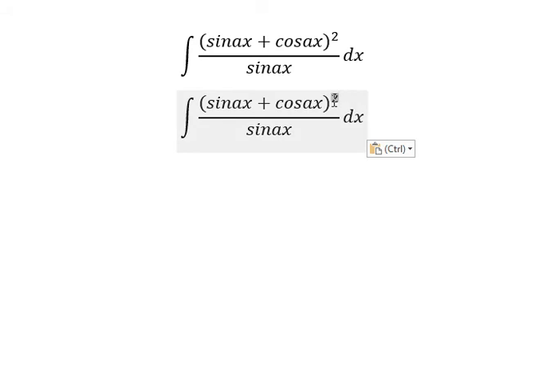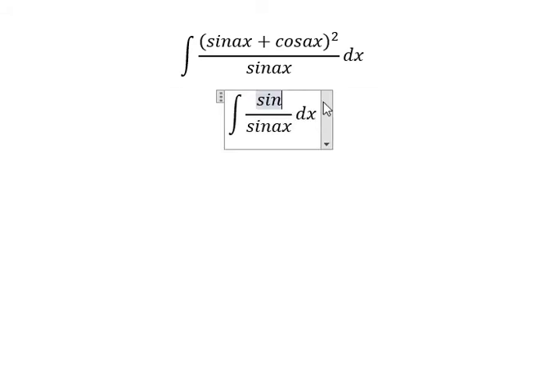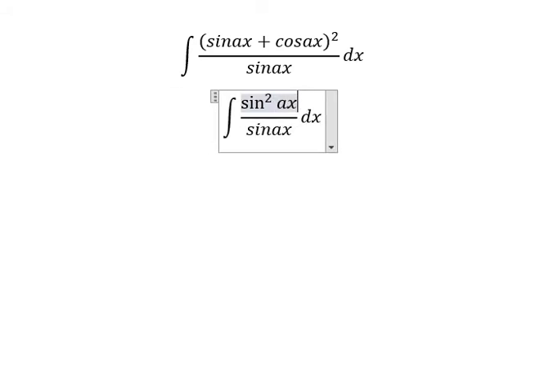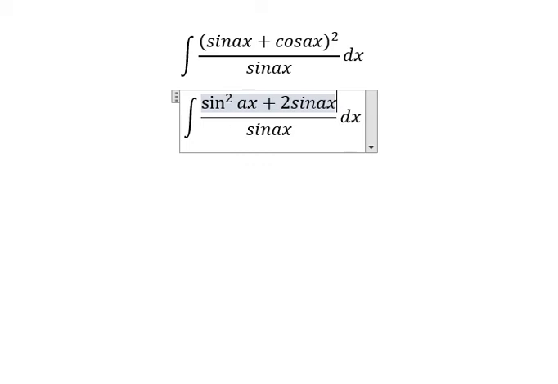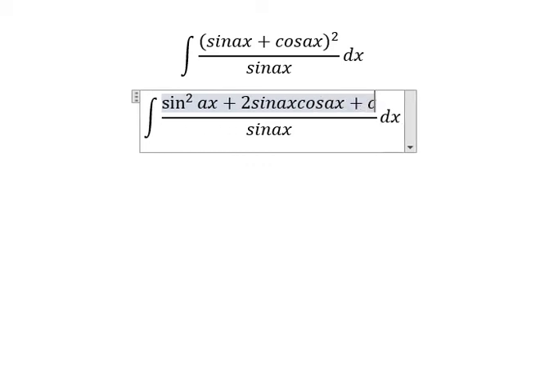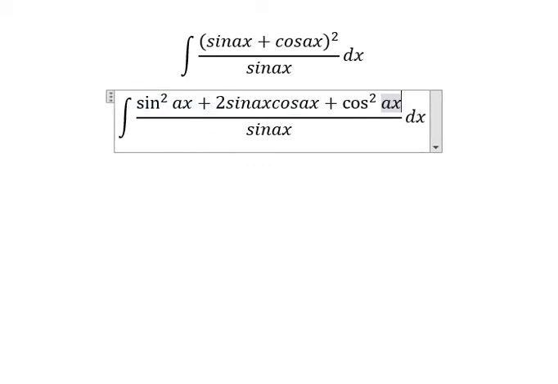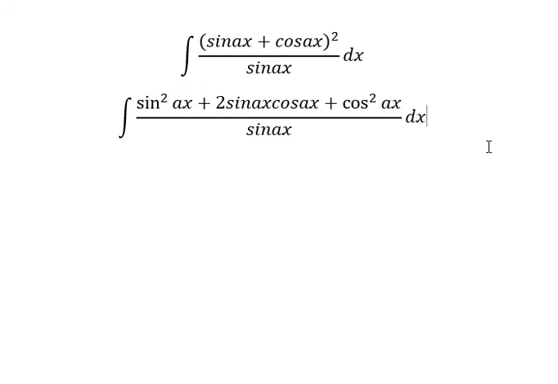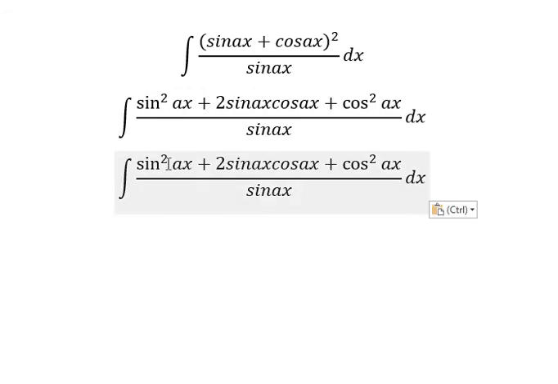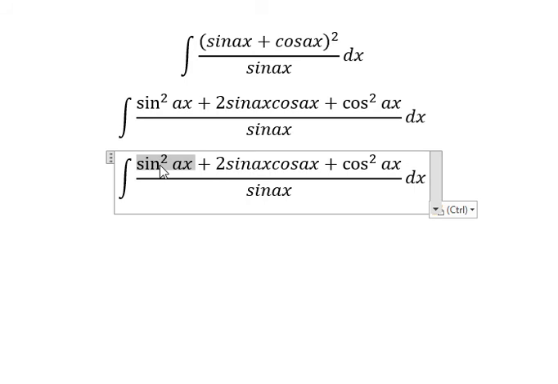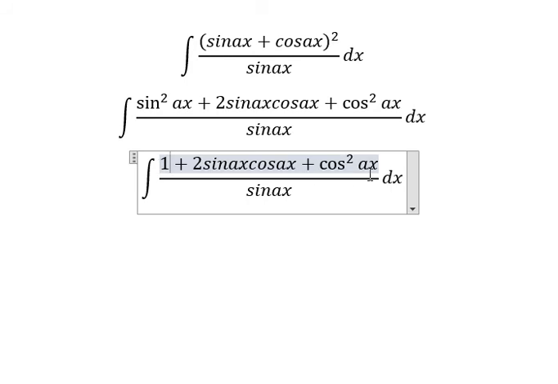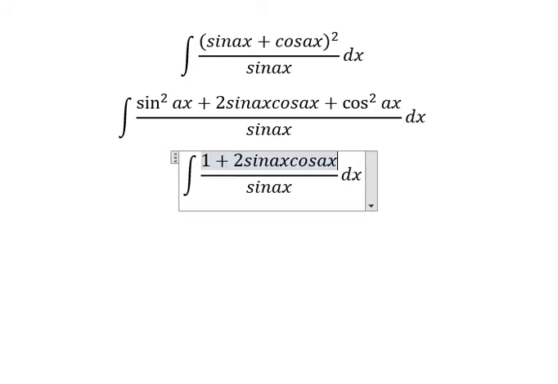We need to expand this one, and you get sine ax squared plus 2 sine ax cosine ax plus cosine ax squared. We know that sine ax squared plus cosine ax squared gives you the number 1. This is a trigonometric identity.